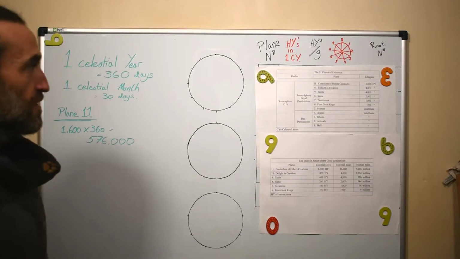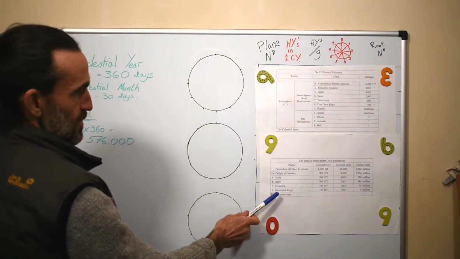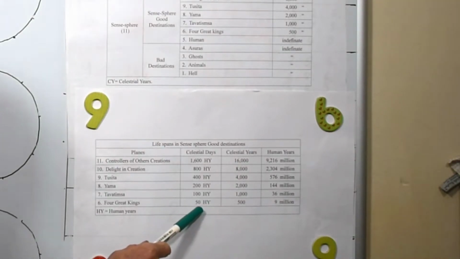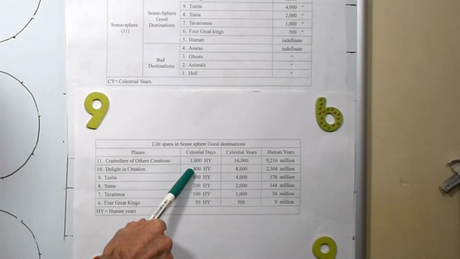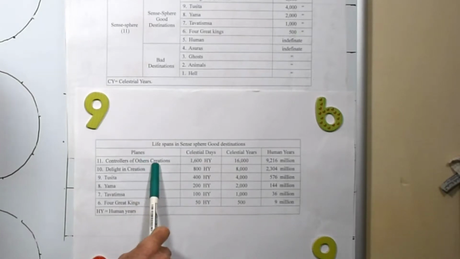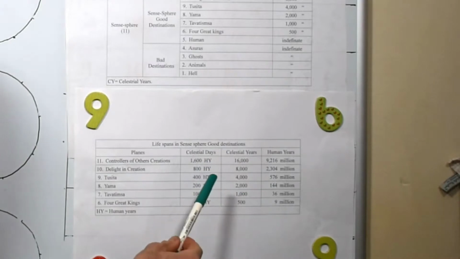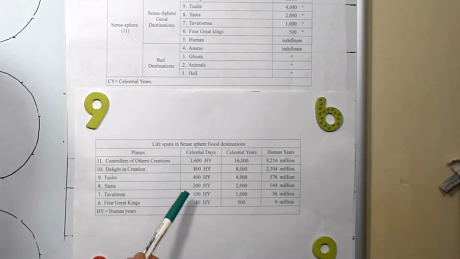With this information also comes another table which explains to us that if we look at the 4 Great Kings, for example, 50 human years is the equivalent of 1 day in the 4 Great Kings realm. And then it goes up exponentially, because when we get to the controllers of other creations, 1 day in this plane is like 1,600 human years. So that gets kind of increased exponentially.